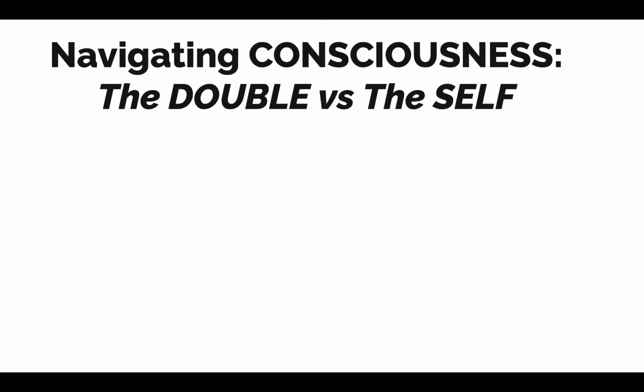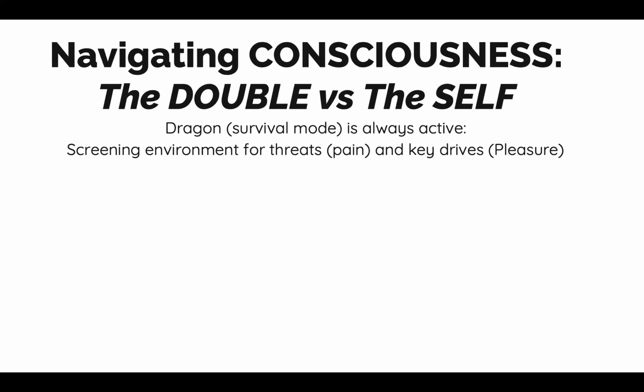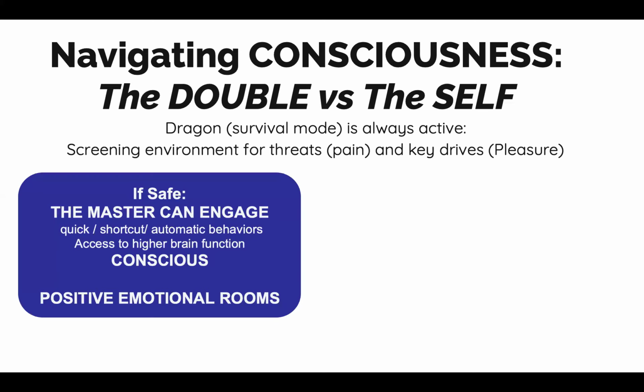So when we're navigating our day and we're navigating consciousness, we always have this dragon, also called the double, which is our survival mode. And our dragon is actually always active. So when you're driving to work, there's always that part of you that's busy observing, your survival brain. All your sense information goes through that limbic system first. And you're screening the environment for any threats or any drives. You know, is there something I need to go and eat, for example.